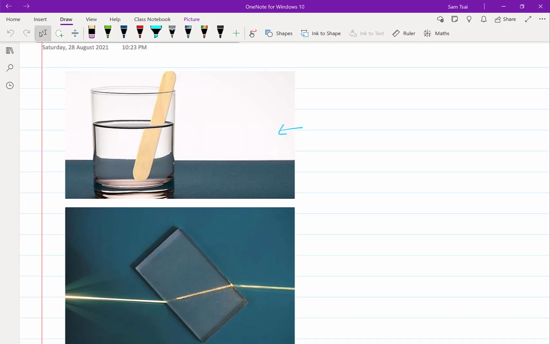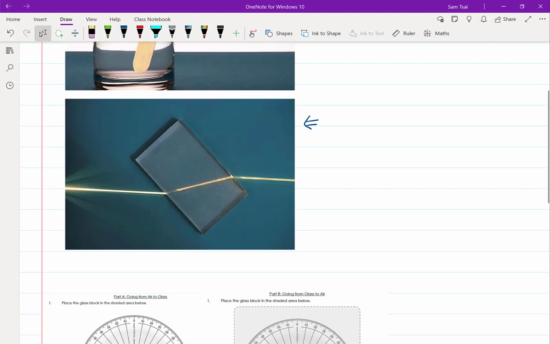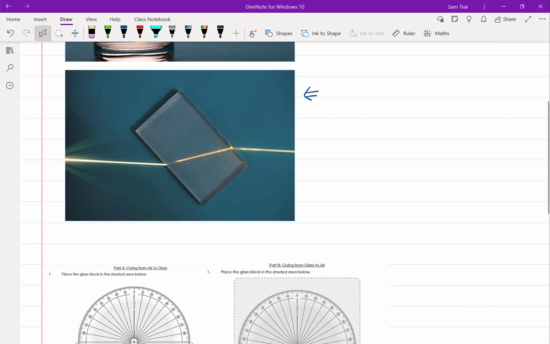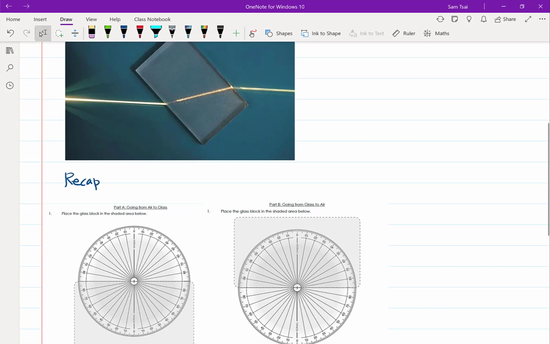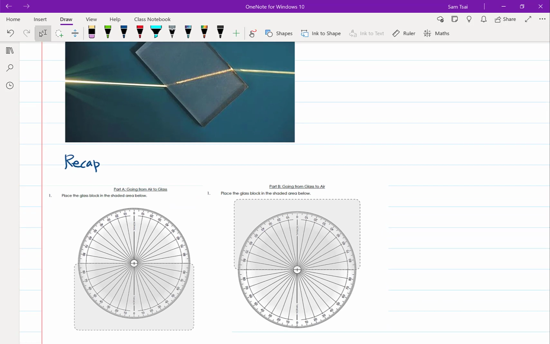And for this one, I think if you remember, we did something in Year 9. You might have observed this before. So let's have a quick recap about refraction. Remember when you were in Year 9, this is on our slide pad.